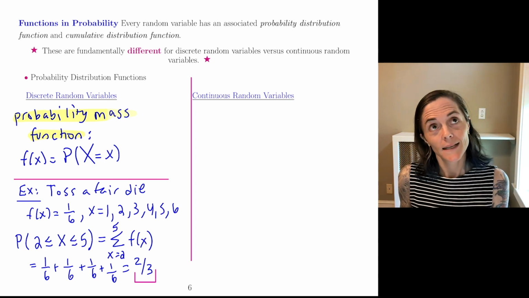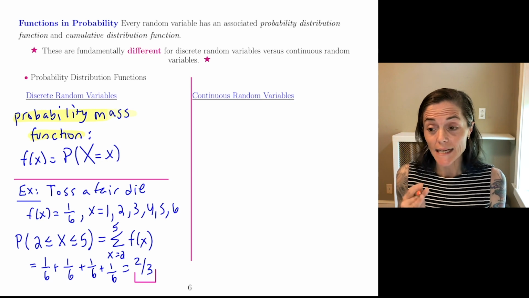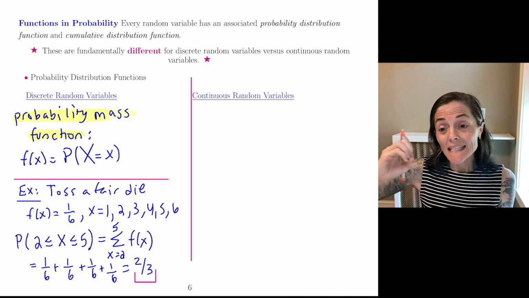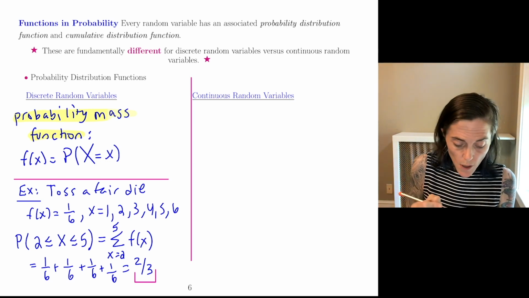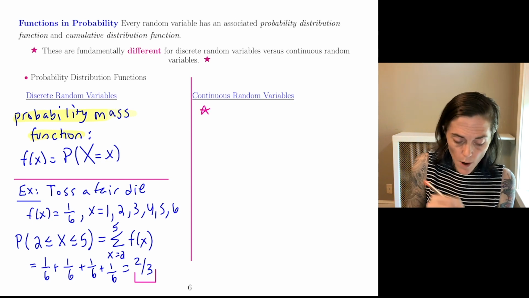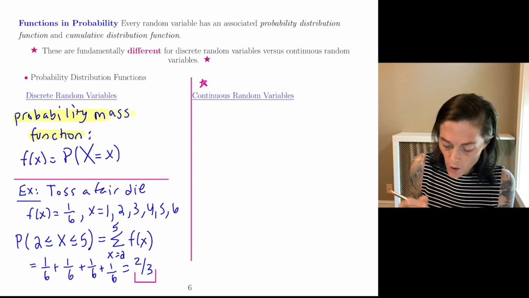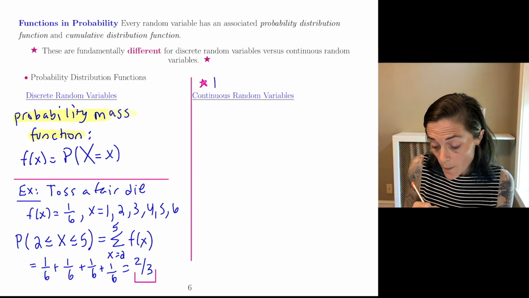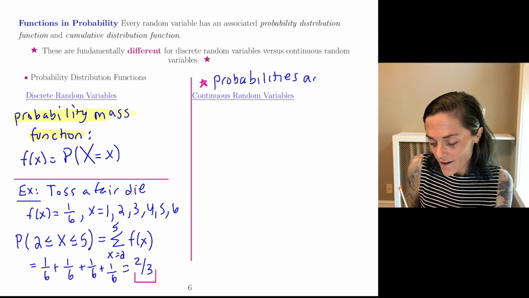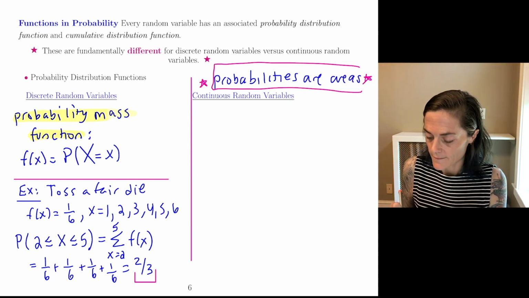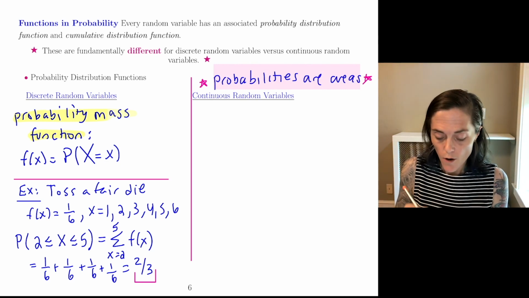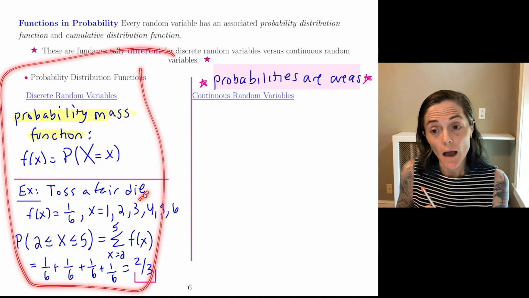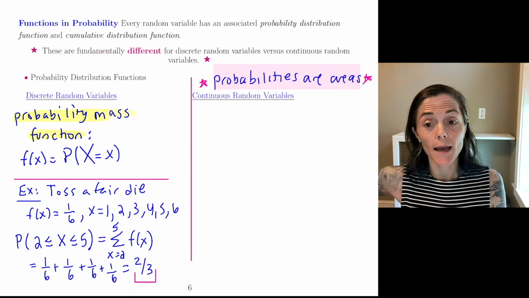Probabilities do not come from adding up a collection of finite numbers. In fact, your continuous random variable is defined over an interval of values. So maybe I'll put stars here. In this world of continuous random variables, probabilities are areas. Fundamentally different. Over here, we add things up. Over here, probabilities are areas.